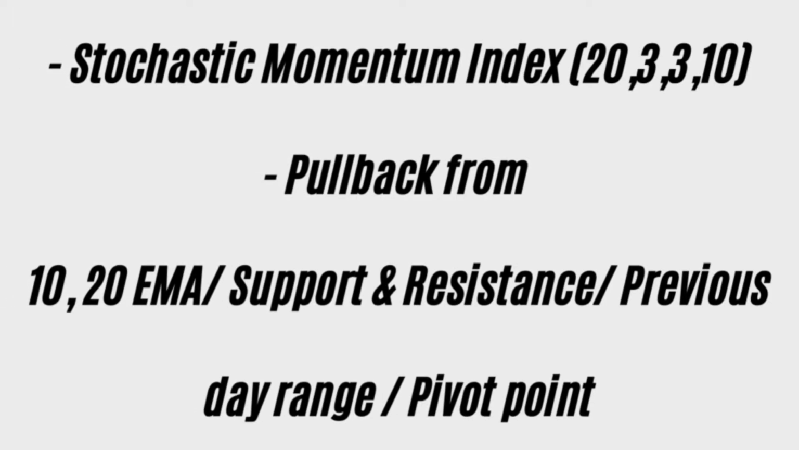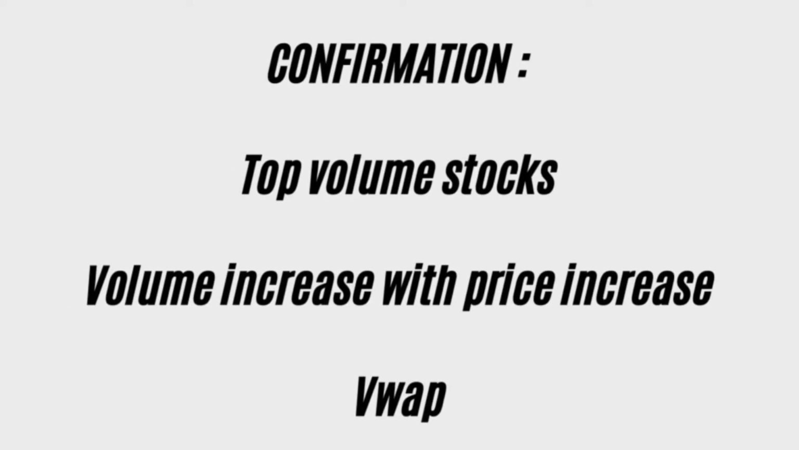The indicators used here are stochastic momentum index, 23310 settings, and EMA. And in price action, you can use support and resistance, previous day range, or pivot points. So we take an entry whenever there is a pullback from these levels, and also stochastic momentum index gives a signal. For confirmation, we can choose the top volume stocks among the top gainer or losers. And we can also see if the volume increases with the increase in price. And also we can use VWAP for more confirmation.